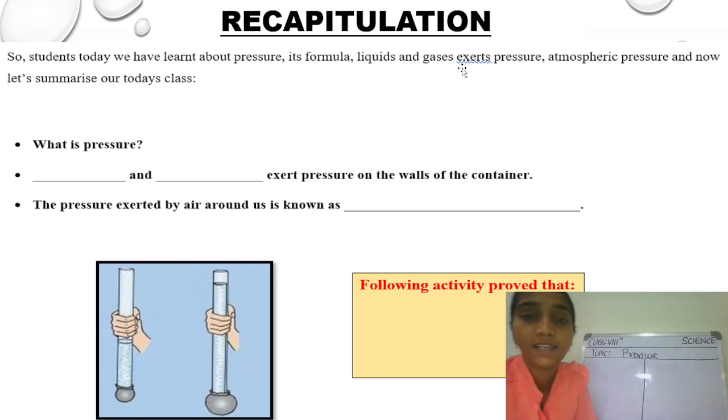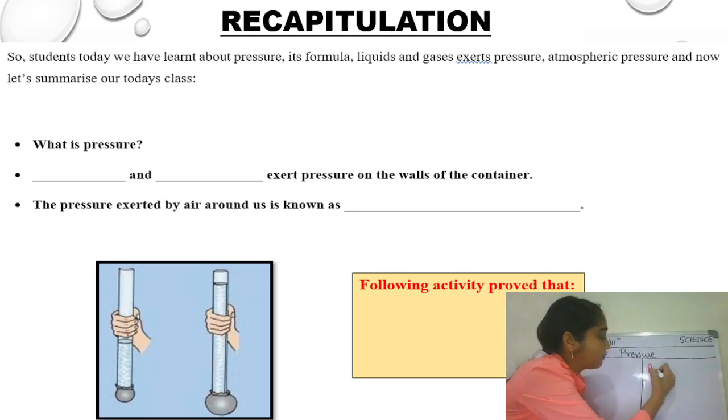So students, what is pressure? Yes, pressure is the force acting on an object per unit area. Very good, students. And if I ask you what is the formula of pressure? Pressure is given as, yes, it is given by the force per unit area. So students, this is a very important formula: pressure is given by the force per unit area.